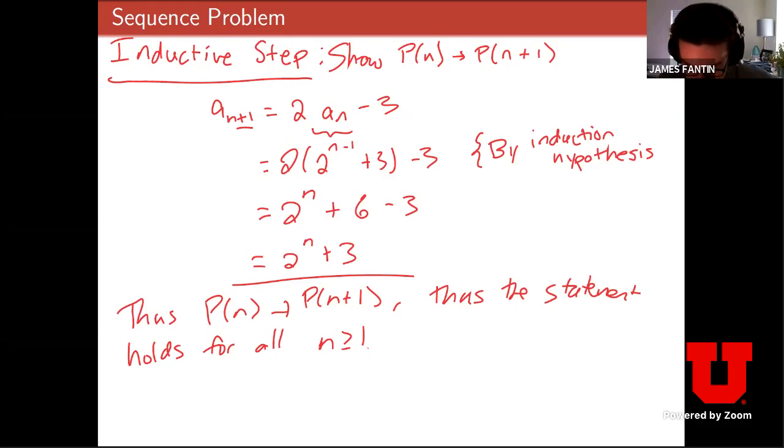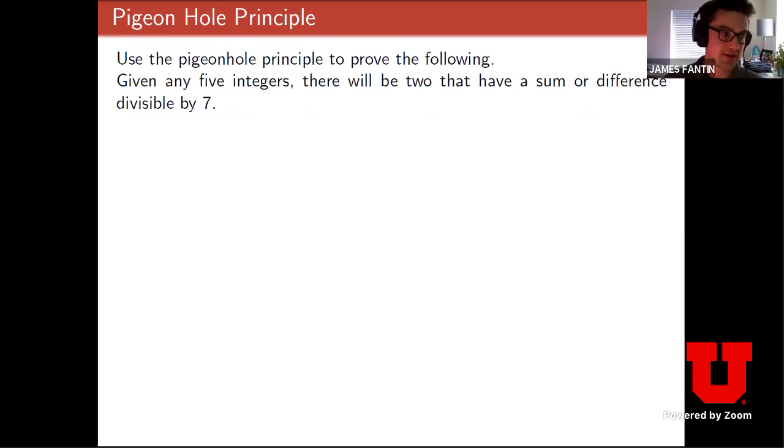Awesome. So let's go ahead and move into this problem on the pigeonhole principle. This is what we covered this week in lectures. Here we're asked to use the pigeonhole principle to prove the following. We're given any 5 integers, and we want to prove that there's going to be at least 2 of those integers that have a sum or difference divisible by 7.